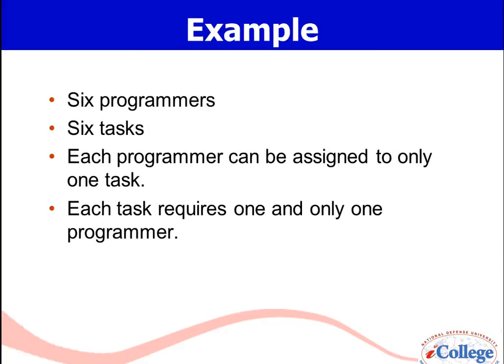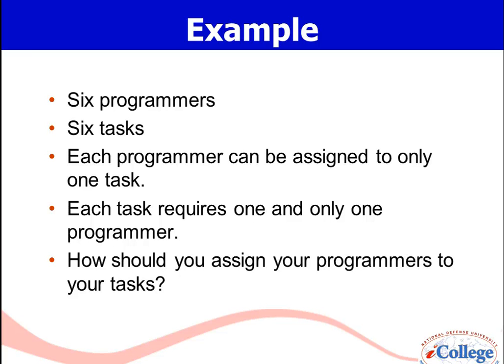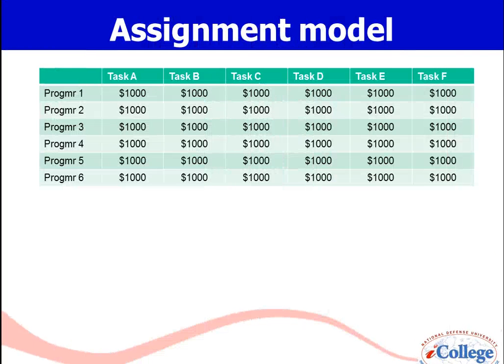Let's take a very simple example. You have 6 programmers, 6 tasks. Each programmer can be assigned to only one task, and each task requires one and only one programmer. How should you assign your programmers to your tasks? Well, the answer is, given that information, it doesn't matter. Each programmer gets a single task.